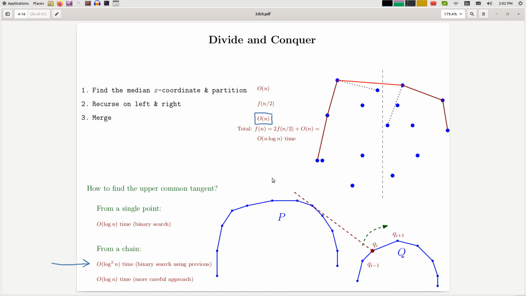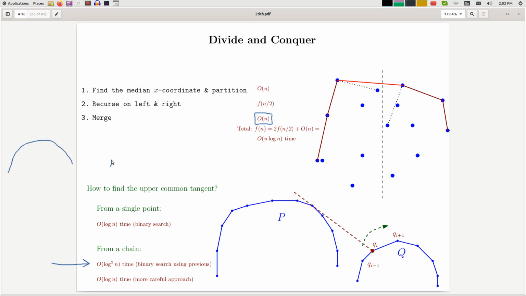And there's actually a smarter way of making a little bit of progress at every step. So the problem with this approach is that if we want to find the common tangent, we have to spend log n time. And then it looks like we need to repeat this log n times again. So therefore the log squared seems unavoidable.